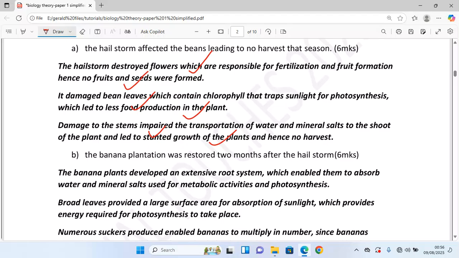So that is part 1, and we have seen that it contains part A of item 1. According to this scenario, it wanted us to see how the storm affected the plant and then how it led to no harvest that season. Part B: the banana plantation was restored 2 months after the hailstorm. Why is it that the banana plantation was restored?